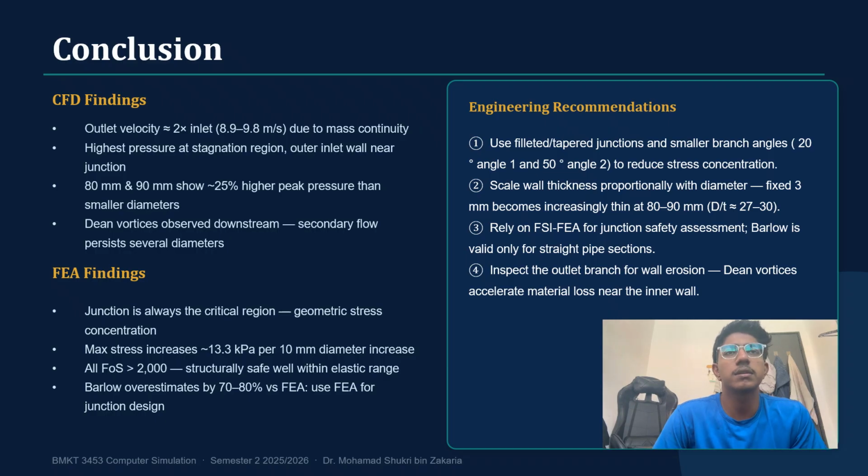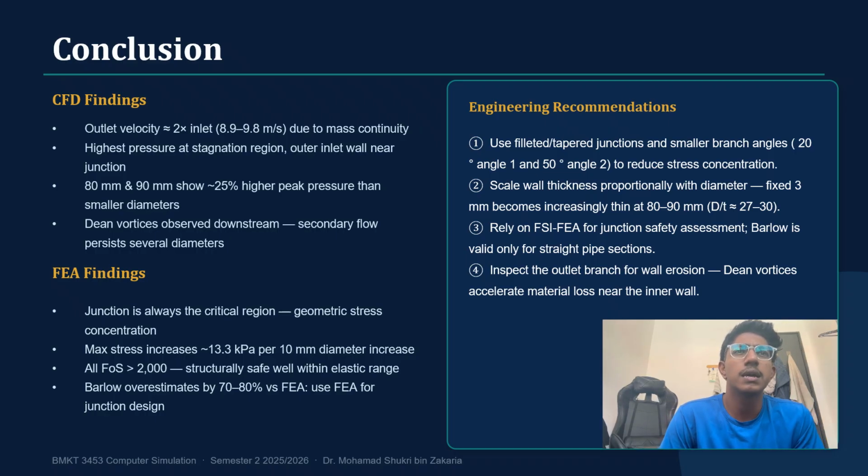Next is my recommendation. The first recommendation is use a filleted or tapered junction and a smaller branch angle, for example 45 degrees, to reduce stress concentration. Second one is scale wall thickness proportionally with diameter. A fixed 3 mm becomes increasingly thin at 80 and 90 mm.